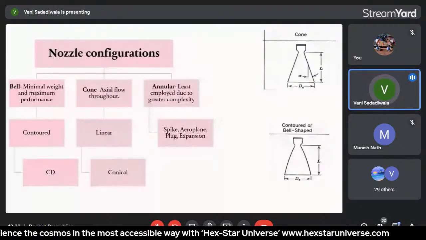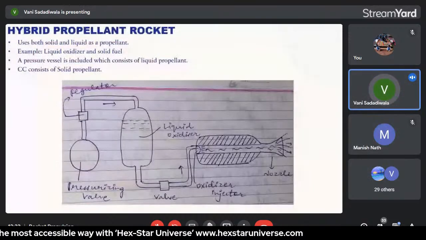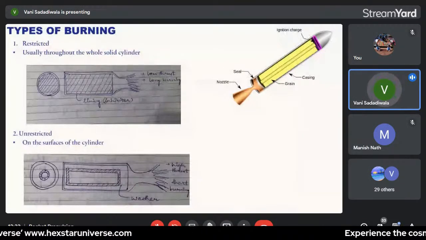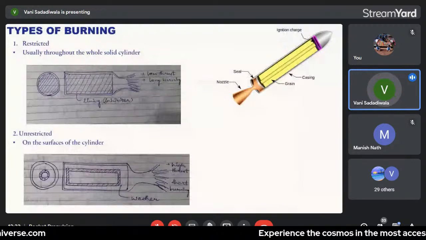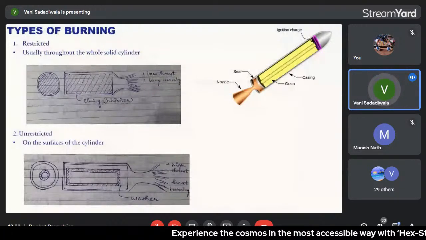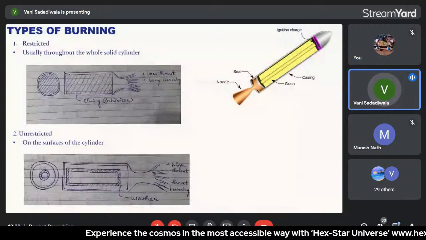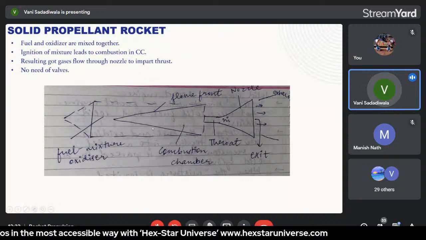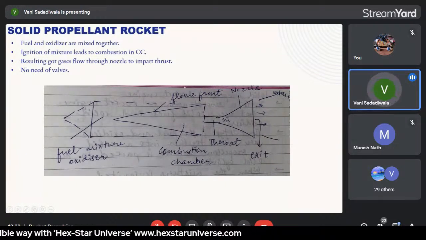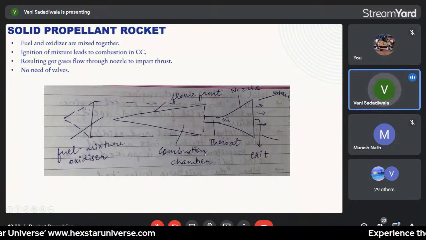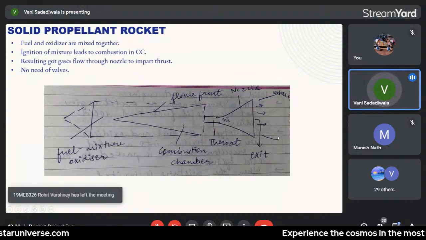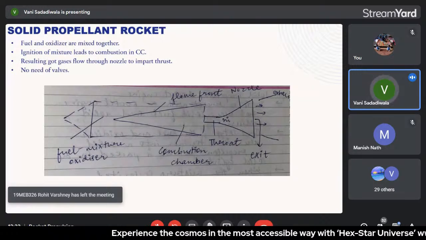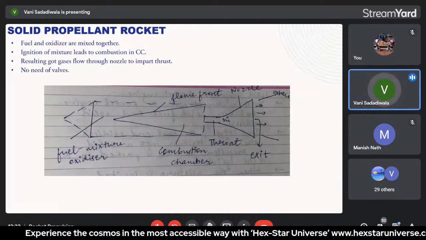That is, if we rewind all our slides, we can say that the solid type has fuel and oxidizer as a mixture together in only a single chamber, which leads to the ignition of this mixture in the combustion chamber, that is the inclusion of the flame front area, and this results in hot gases flowing through the nozzle to impart thrust. In such a system, there is no need of any mechanism or any extra valves. So this is not included in the category of mechanically complex systems.